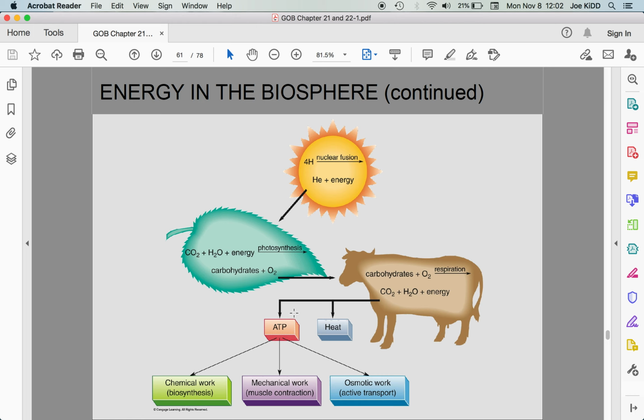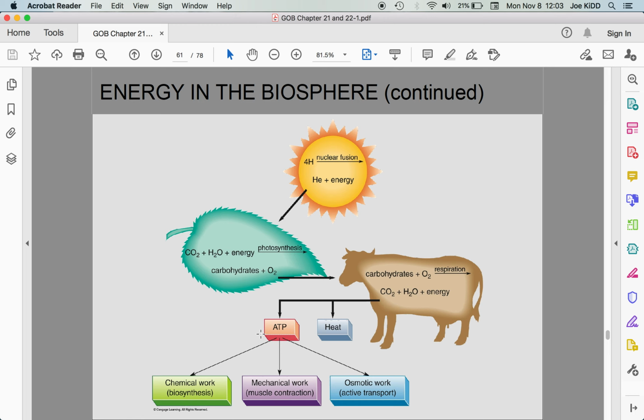Now, obviously, that CO2 can go back and be a part of this process, and we get a little circle of life going on here. Now, in that animal, heat will be utilized not only as a process by which the animal regulates its body temperature, but it's just a part of the process. That's the dissipation of energy in terms of the cycle there.